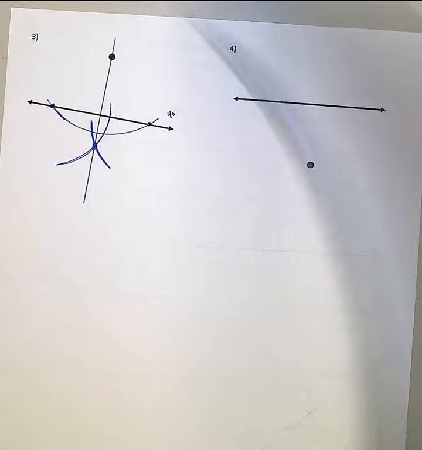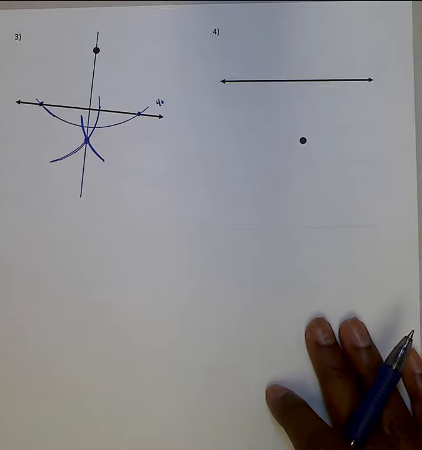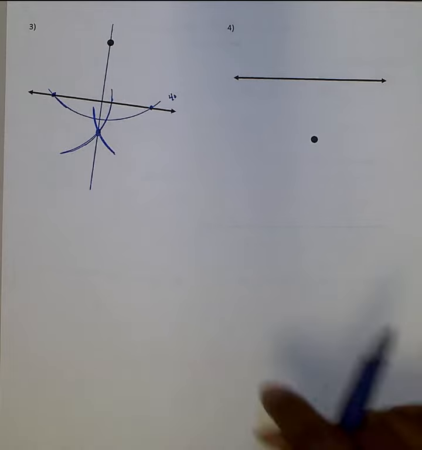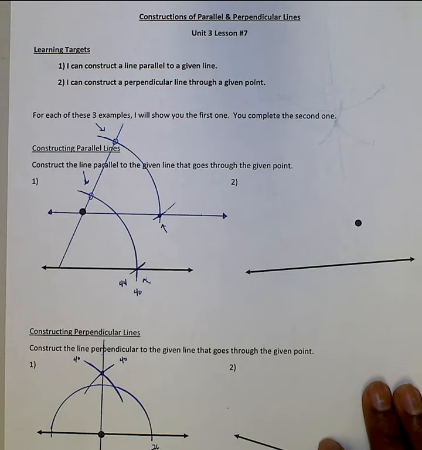Perpendicular. Okay, so those are the three constructions that you should be able to do: creating a perpendicular line when the point's off the line, creating a perpendicular line when the point's on the line, and creating a parallel line.